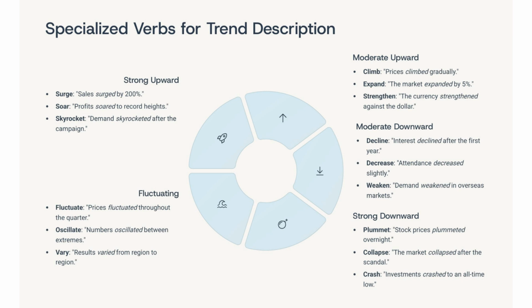There are many specialized verbs you can use to describe trends. For a strong upward trend, you can use words like surge, soar, or skyrocket. For a moderate upward trend, you can use words like climb, expand, or strengthen. For a moderate downward trend, you might use decline, decrease, or weaken. For fluctuating trends, you can use fluctuate, oscillate, or vary. Finally, for a strong downward trend, you can use words like plummet, collapse, or crash.